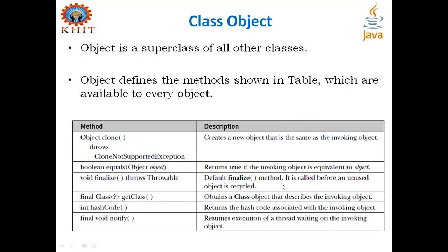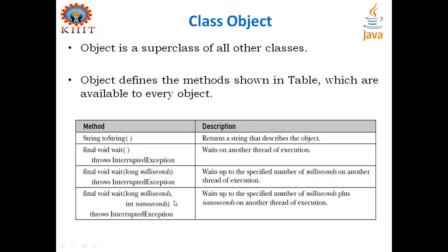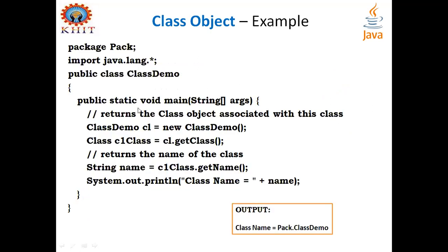And we know that class Object is a superclass of all other classes designed in our source files. Object defines many methods which are available to every object of the classes you declare in your programs. And these are the set of methods, and also some other methods. And here is another example of class Object. Here it uses two methods, getClass and getName, to display the class name and also the package in which it is declared.